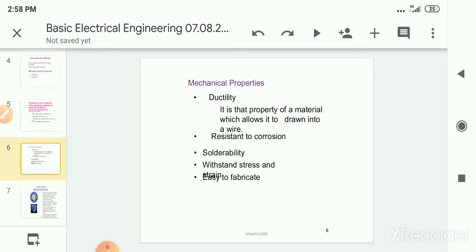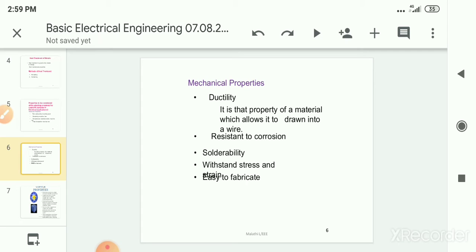We never use thick wires, because of that, heat losses will be more. That's why instead of using a solid wire, we are using thin layers of wires. How to make these thin wires? If this property of ductility and malleability is there, then only can we convert that material into thin wires. These thin wires must have very good mechanical strength, otherwise they will break.